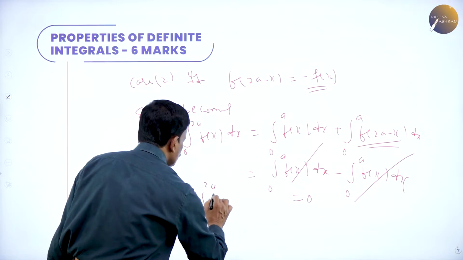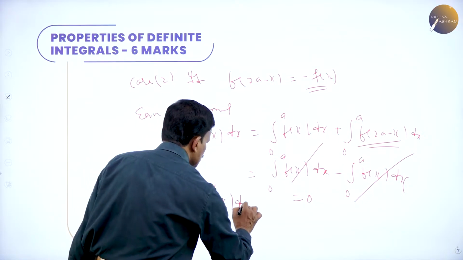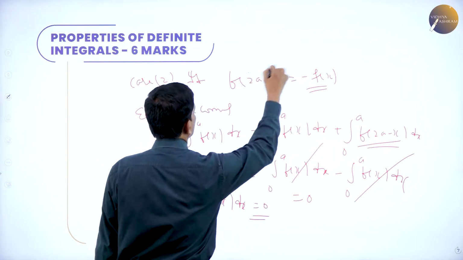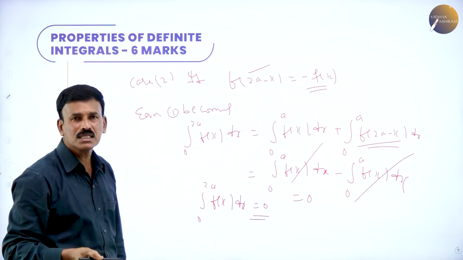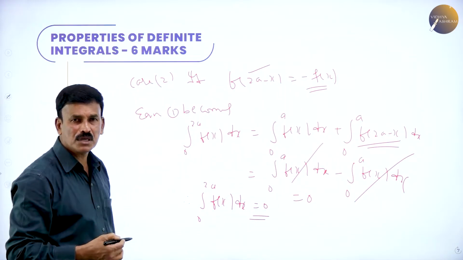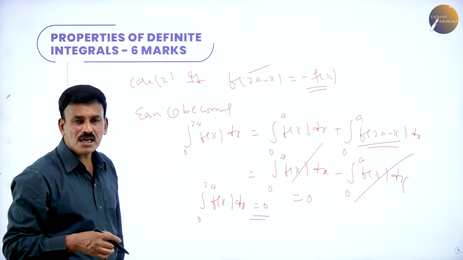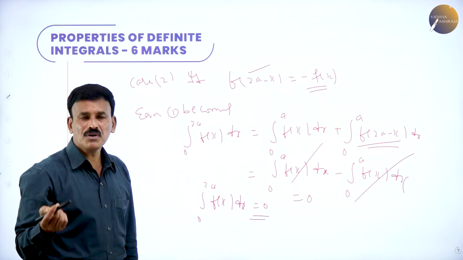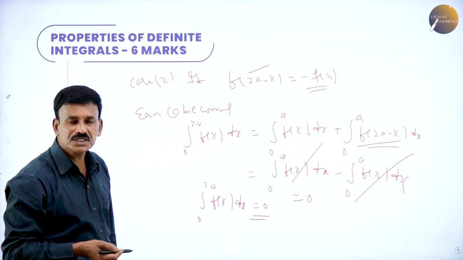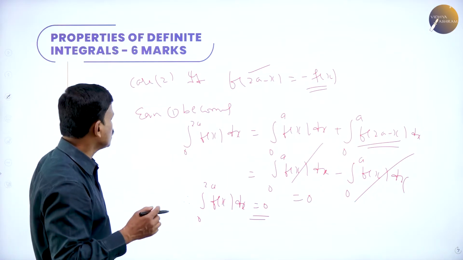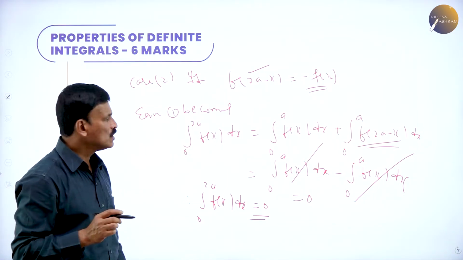That's it. So therefore, integral 0 to 2a f of x dx is equal to 0 if f of 2a minus x is equal to minus f of x. Very simple property. So if f of x is even, then that is 2 times 0 to a f of x dx. If f of x is odd, then that is equal to 0. Very simple concept, very important.